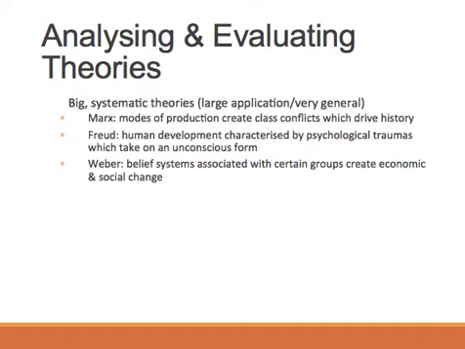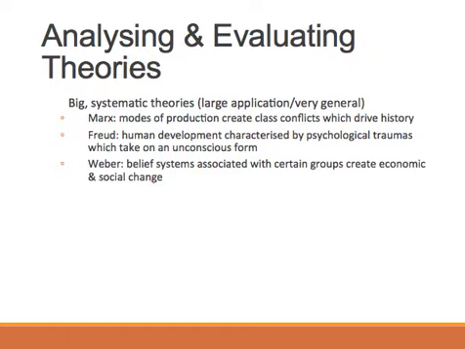or Freud's idea that human development characterized by psychological traumas can take on an unconscious form which manifests in symbols and conscious symbols. And Weber's idea that belief systems associated with certain groups create economic and social change. These are the big theories, and I can't do justice to them, of course, in one slide. But these are the theories that have widespread application, and if you are studying the humanities and social sciences, it is well worth getting to know them very well.